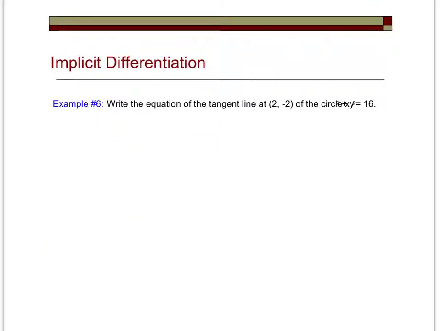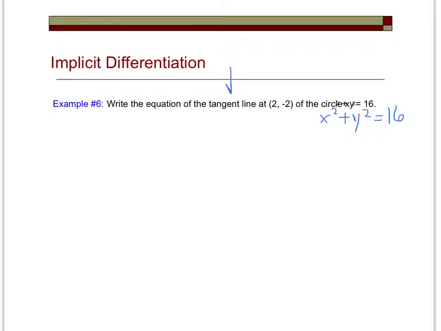So let's say we're given this function. Whoa, my example got a little wacky here. I'll write that function out clearer for you. So the function actually is x squared plus y squared is equal to 16. And I want to write an equation that's tangent to the circle at the point (2, -2).